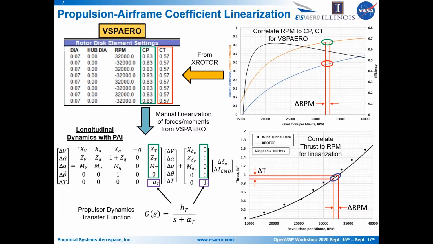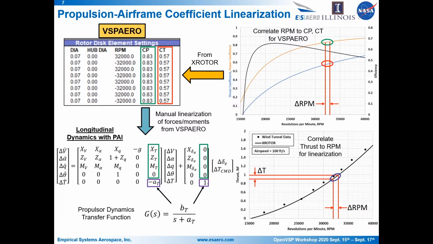From that baseline 6-DOF modeling, we also wanted to capture the influence of propulsors on the aircraft dynamics as well as control. So in order to do this, we characterized the propulsor used on the subscale flight test vehicle using Rotor to build an aero performance map. And essentially, we replicated the linearization process from VSPAERO manually using this flight test data.